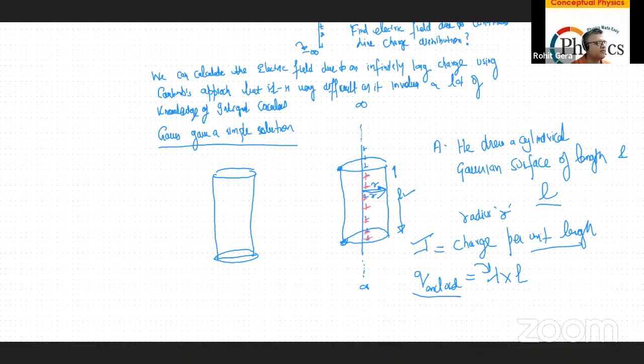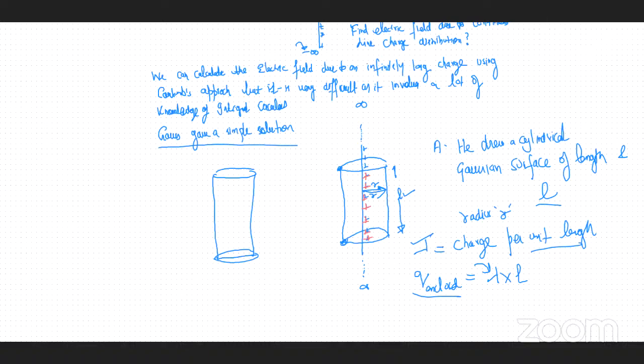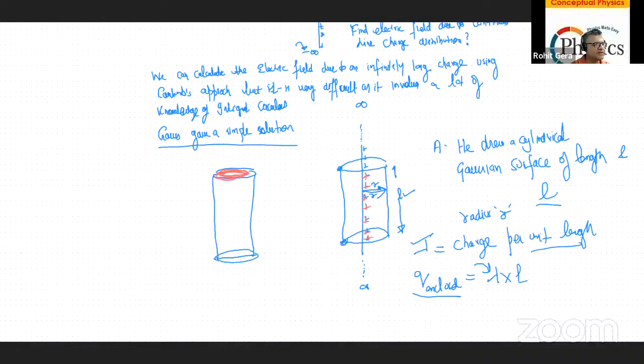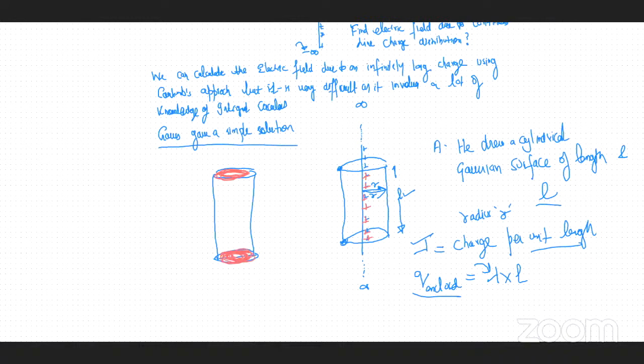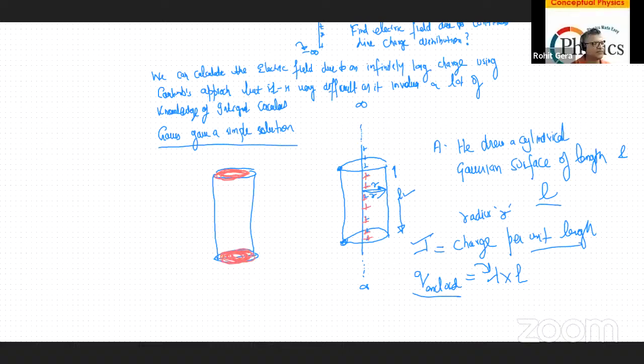Now tell me, if I look into the Gaussian surface, which is a cylinder, tell me the surfaces you're referring to. How many surfaces do you see in a cylinder? The top surface, the bottom surface, and the rectangle, which is the curved surface. All right.